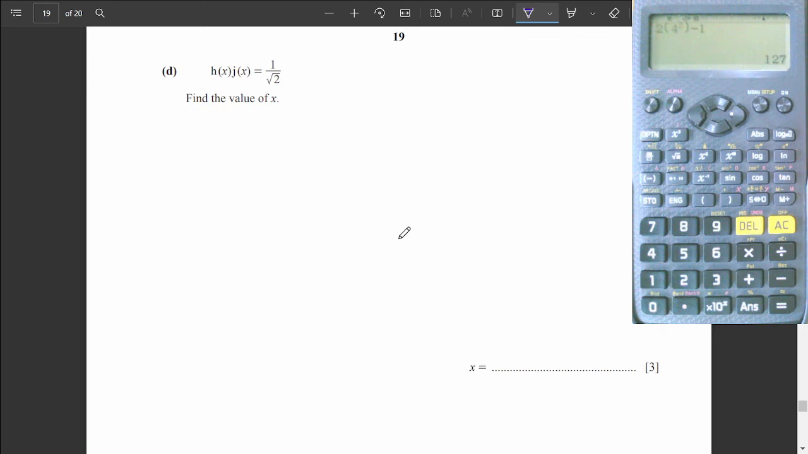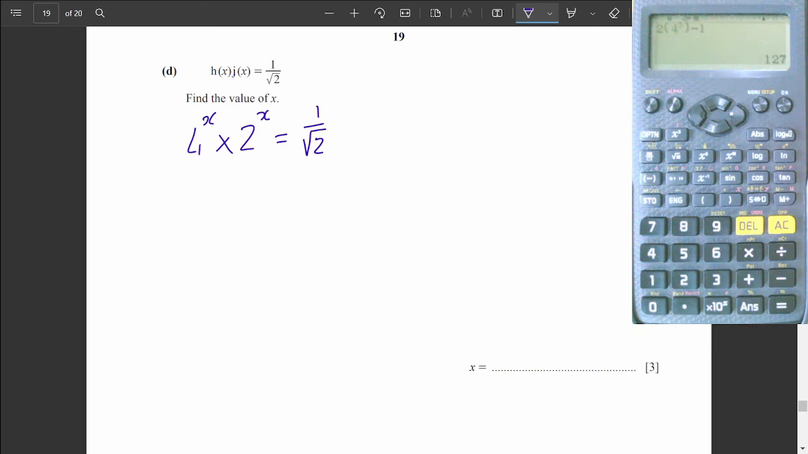Okay, be careful here. It's not the function of the function. Right, over here is the one function times the other function. Now, the function of h, of course, was 4 to the power of x. This means multiply. Let's put the multiply in there. The function of j is 2 to the power of x equals 1 over square root 2. So we need to find x.